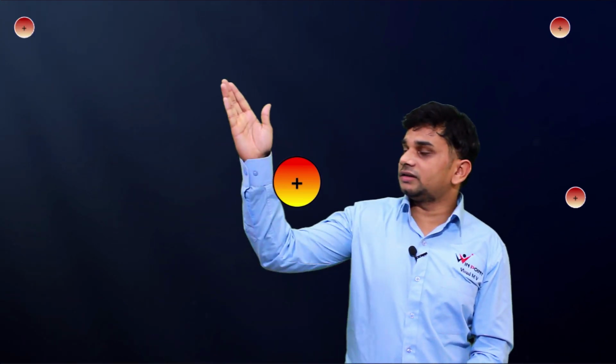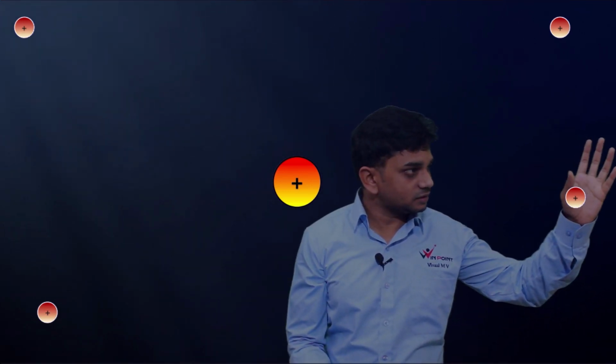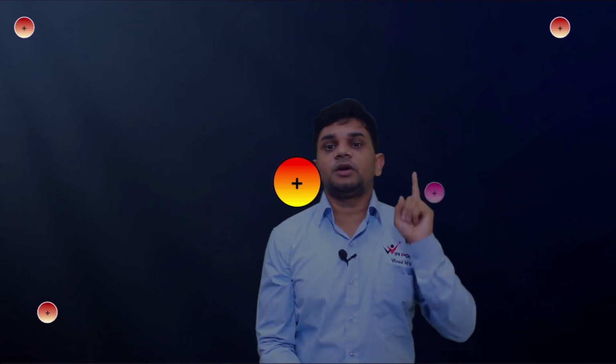We are placing another charge here. Still there is no force of repulsion. We place another charge here, and still there is no force of repulsion. Here also we are placing a charge, and no interaction. Now we take this charge and move it towards the positive charge. Now these two charges are very close to each other. Because of this position, there is a force of interaction.